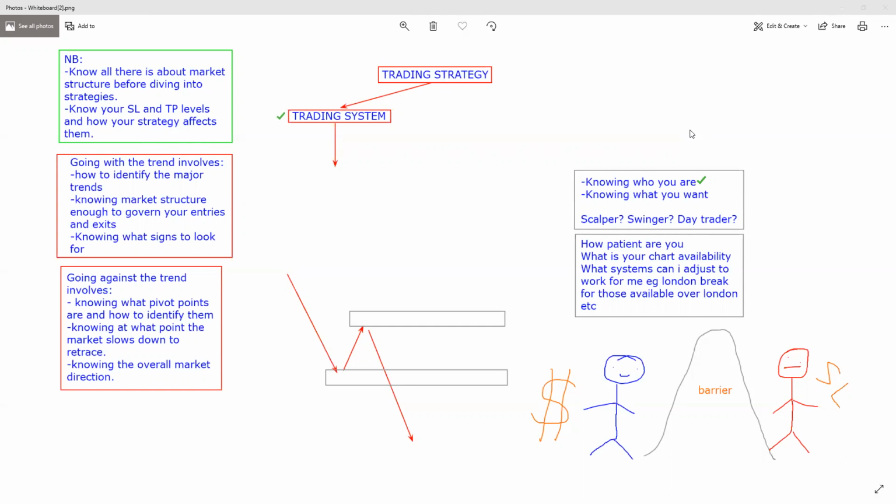And so the first thing will be, how patient are you, such that how long can you hold a trade? How long can you wait for a trade, and how long can you hold a trade? That would be the first thing that I would see. Because if you can't hold a trade for more than a week, more than a day, there's no way you can be a swinger, and there's no way you can be a day trader or a scalper if you cannot hold trades more than a day.